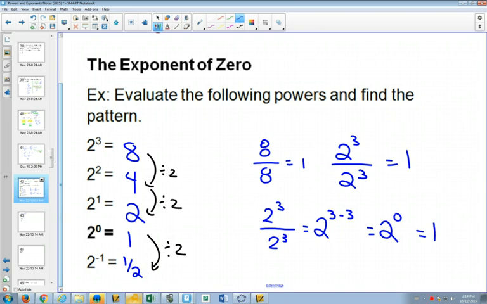So someone was asking, how does it work that this is equal to 1? First of all, you still have to recognize that this is 8 divided by 8. Okay? So you know the answer is equal to 1. Now the quotient rule says if you're dividing and you have the same bases, you can subtract the exponents. So if I subtract the exponents, I get 0. But I already know that this is equal to 1, so that means that 2 to the 0 has to equal 1.